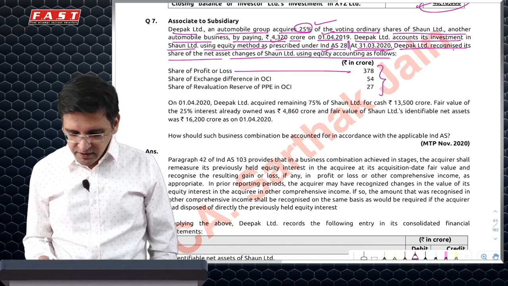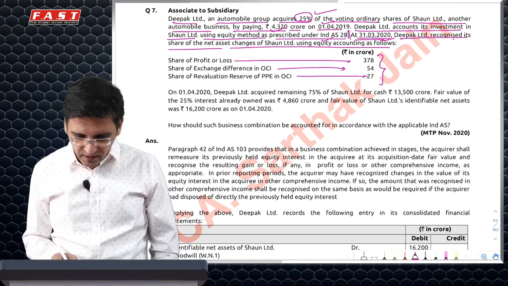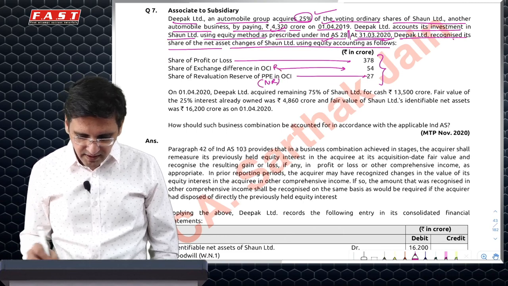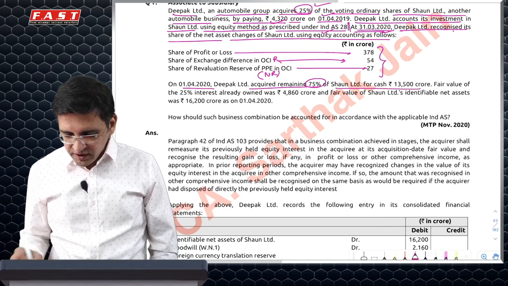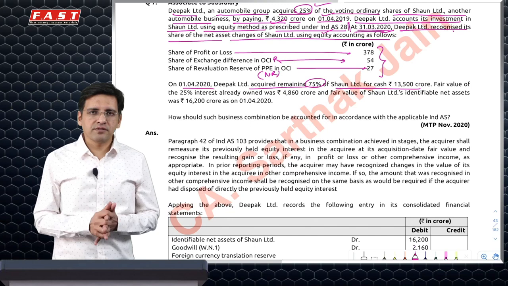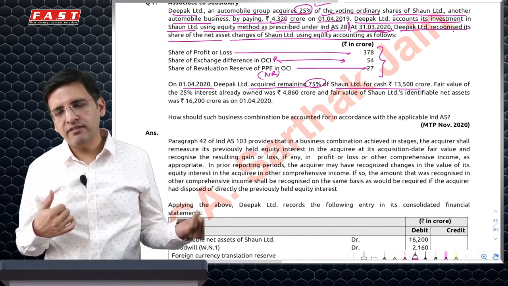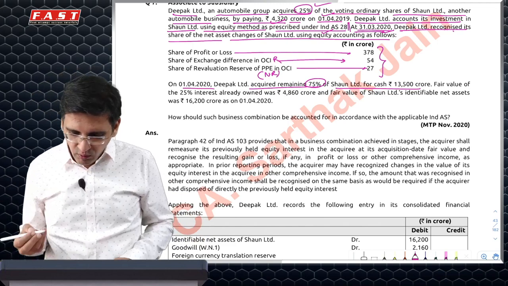So I'll increase my investment with these values, and book gain or loss in the respective places. This will go to non-reclassifiable, and this is reclassifiable. Now we have acquired the remaining 75% for 13,500. So now it becomes a subsidiary, so it will be deemed as a derecognition of the associate. And in that case, I'll have to book a gain or loss on the existing 25% by comparing the carrying amount with the fair value. So what is my carrying amount?